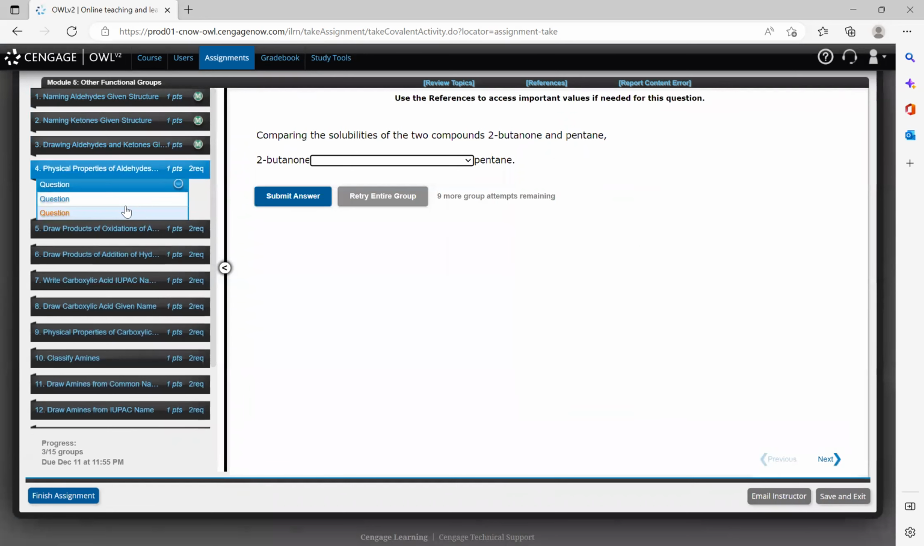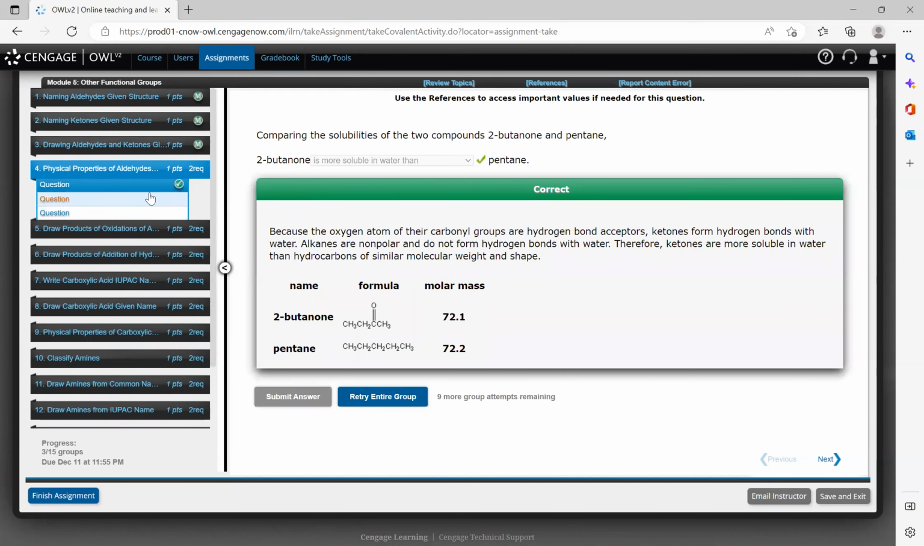Next, we're going to discuss the idea of solubility and boiling points. So when we discuss solubility, the aldehydes and the ketones are going to be more soluble than just a straight chain alkane. So if you were to look at 2-butanone, a ketone, that's going to be more soluble in water than pentane, the straight chain 5-carbon chain. So we'll submit our answer.